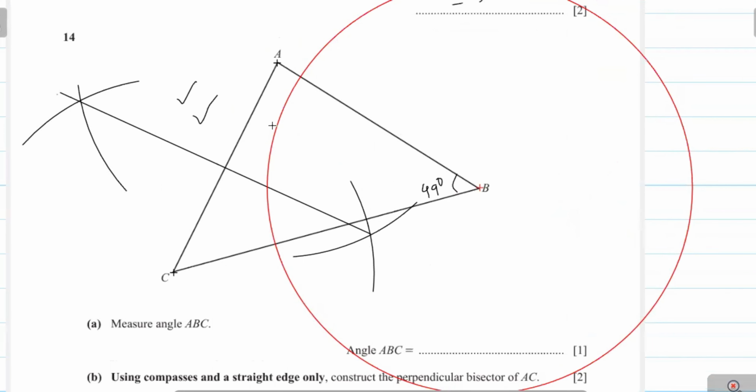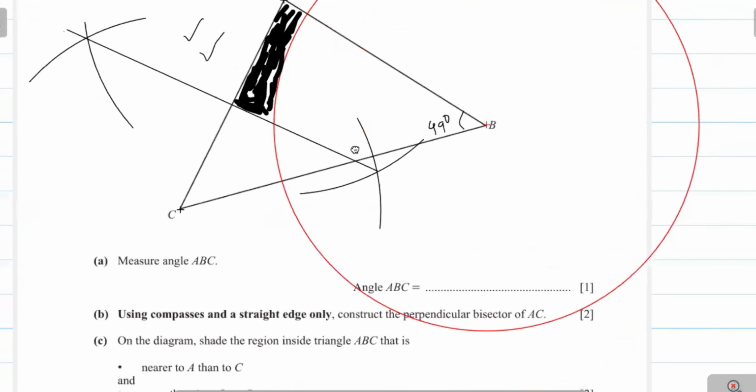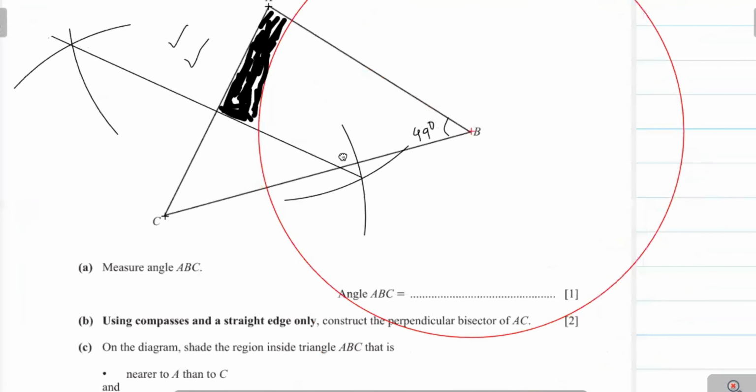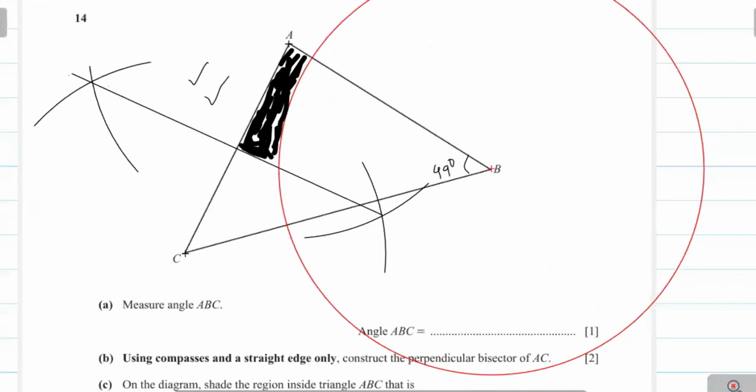Now you see here the region outside the circle, and we have to take the region nearer to A. Therefore, the region in this triangle, this is the region, will be the required region, which is nearer to A and more than 6 centimeters from B. And this is the required region.